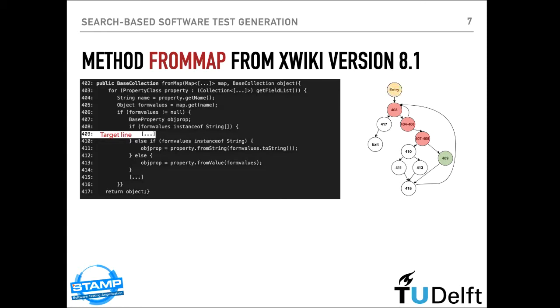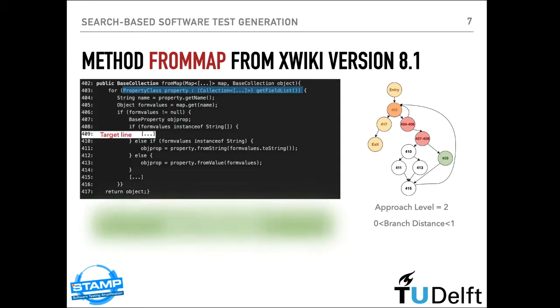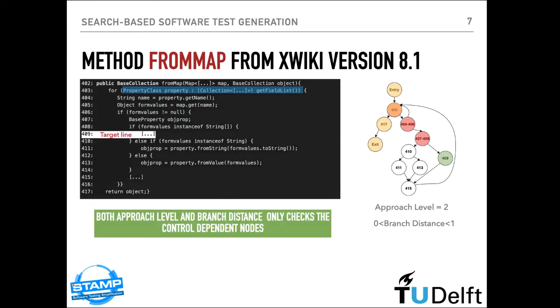Then we check the execution path of the generated test. For instance, here, the yellow path is our execution path. The approach level is the number of uncovered control-dependent nodes. Here, there are two. And finally, for branch distance, we look at the condition of the last covered control-dependent node, the condition that took the execution path away from reaching the target line. The branch distance will be a value between 0 and 1 according to the condition in this control-dependent node. As we can see, both of these heuristics are only checking the control-dependent nodes.